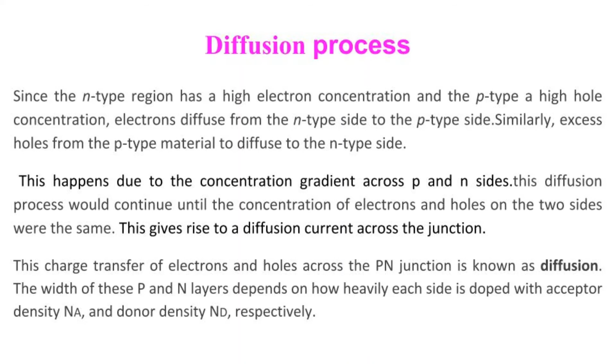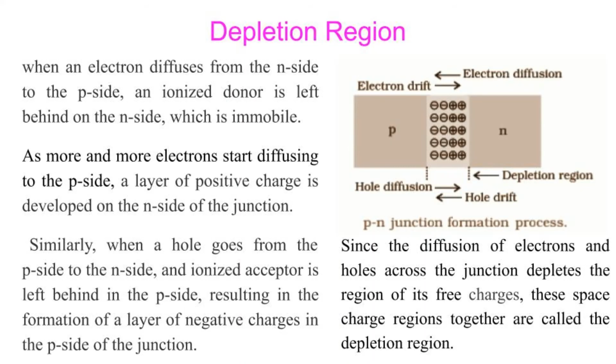The width of these p and n layers depends on how heavily each side is doped, with the acceptor density Na and donor density Nd respectively. Let us see the depletion region. When an electron diffuses from the n side to the p side, an ionized donor is left behind on the n side, which is immobile. As you can see in the diagram, as more and more electrons diffuse to the p side, a layer of positive charge is developed on the n side of the junction.